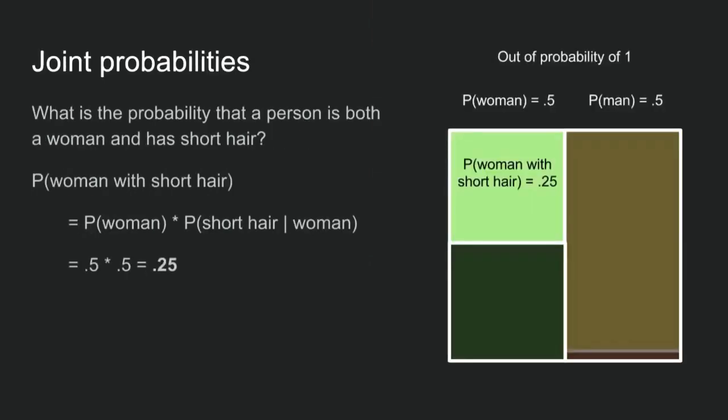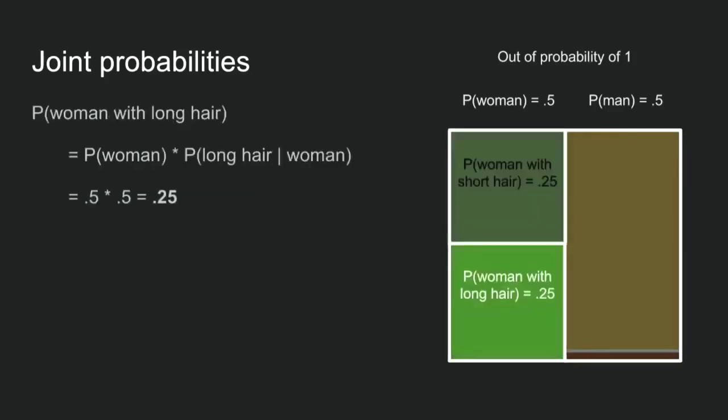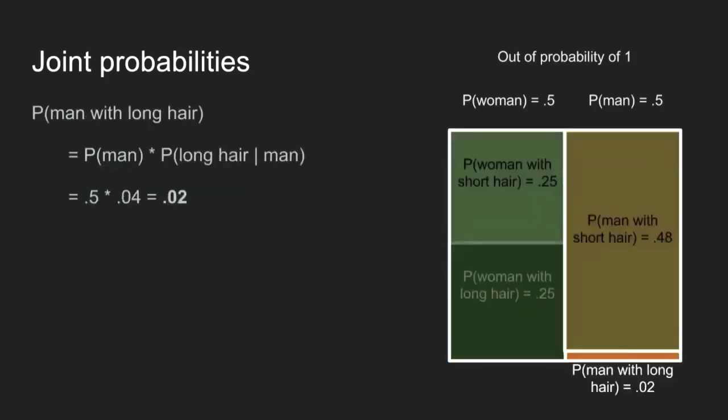Now, concept 2, joint probabilities. So what's the probability that a person is both a woman and has short hair? To calculate a joint probability, you first find their conditional probability. Well, if I know that they're a woman, what's the probability that they have short hair? And then you multiply that by the probability that they're a woman. So in this case, 0.5 times 0.5, we get a 0.25, which is exactly what we knew it was going to be. And the same is true for all of our different conditions.